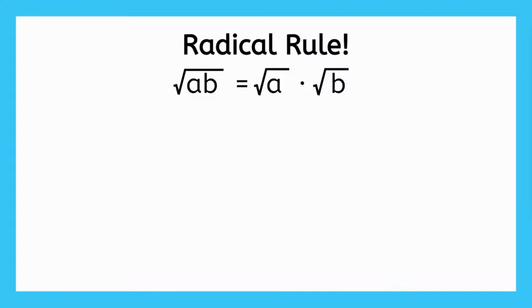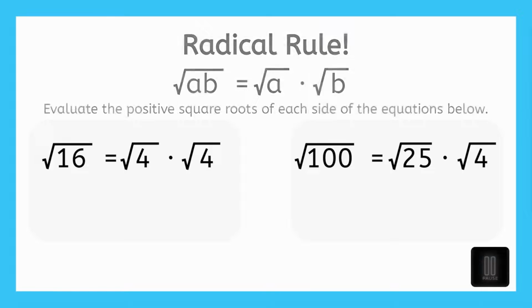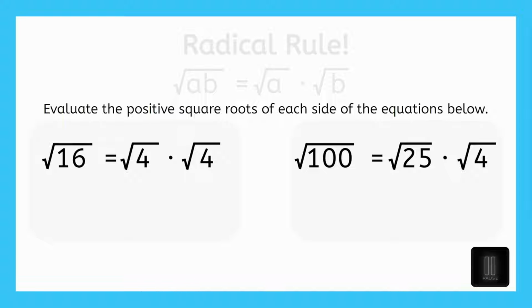Whoa! We discovered a radical rule. A radical, like the square root of AB, can be rewritten as the product of two radicals, the square root of A times the square root of B. Let's test it out. If this rule is true, then each side of these equations should be equivalent. To keep things less complicated, let's just focus on the positive square roots right now. Go ahead and pause here to evaluate the positive square roots of each side of the equations below.